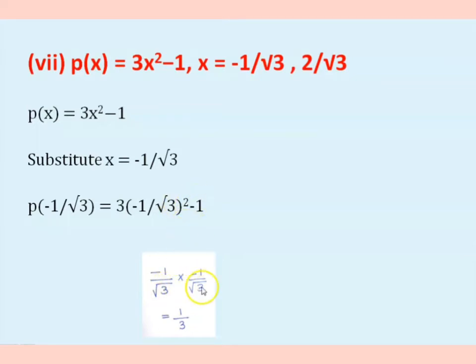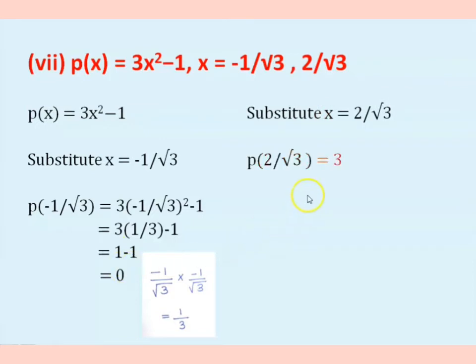So minus 1 divided by root 3 into minus 1 divided by root 3, squaring. So we are multiplying this. So minus 1 into minus 1 is 1. Root 3 into root 3 is 3. We will substitute 1 by 3 in the place of minus 1 by root 3 the whole squared. So we get 3 into 1 by 3 minus 1. 3 and 3 will be cancelled out and we get 1 minus 1, which is equal to 0.